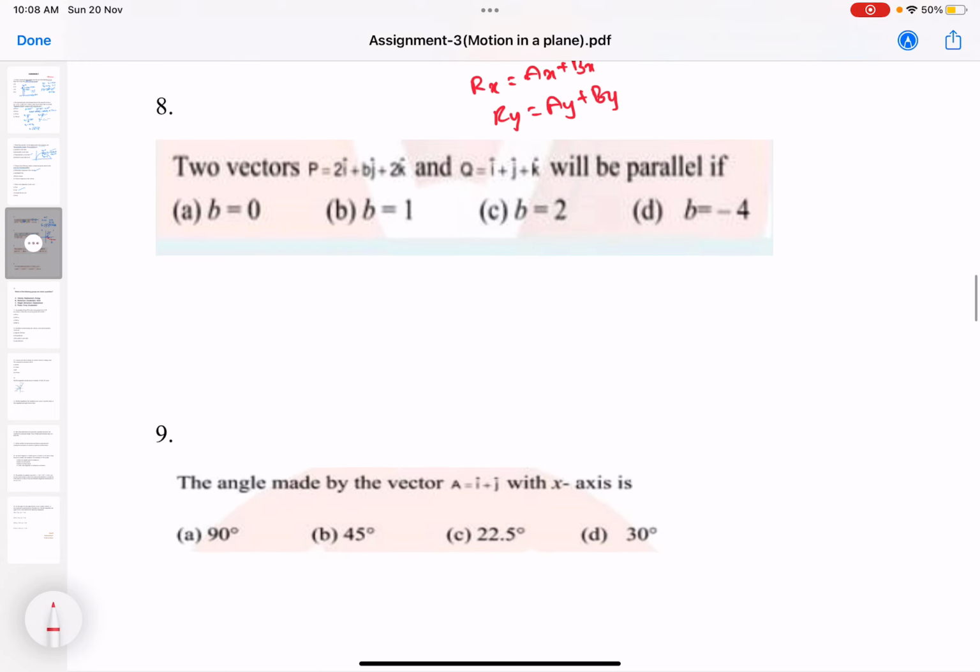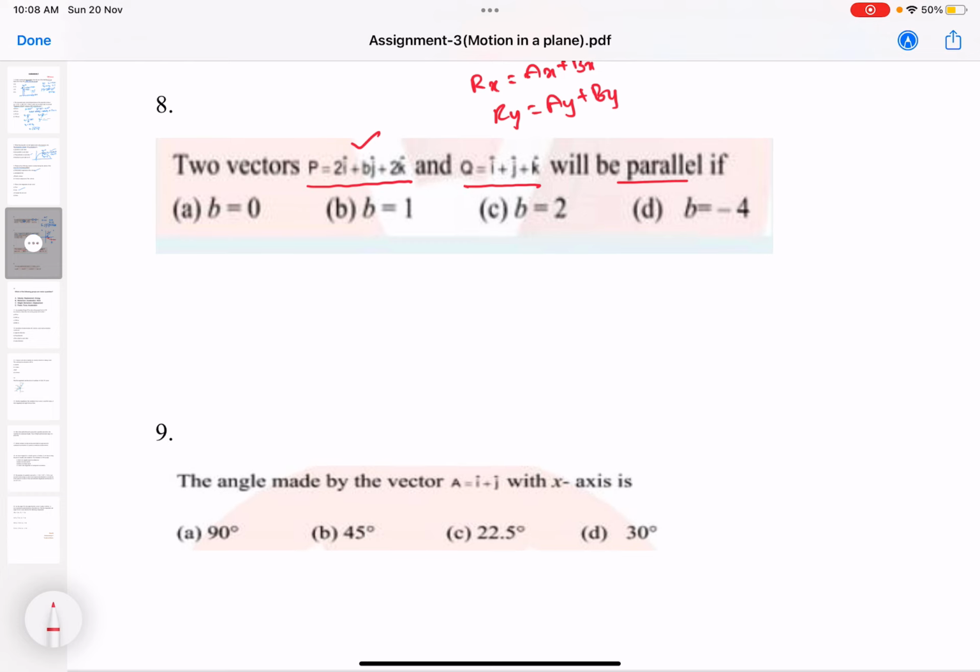Okay. Next. Two vectors, P equals 2i plus bj plus 2k and Q equals i plus j plus k, will be parallel. These two vectors P and Q will be parallel if b is equal to how much? If they are parallel, what is the b value? We know parallel means theta equals 0. You can solve this question after the dot product. Leave it here, just leave this question.